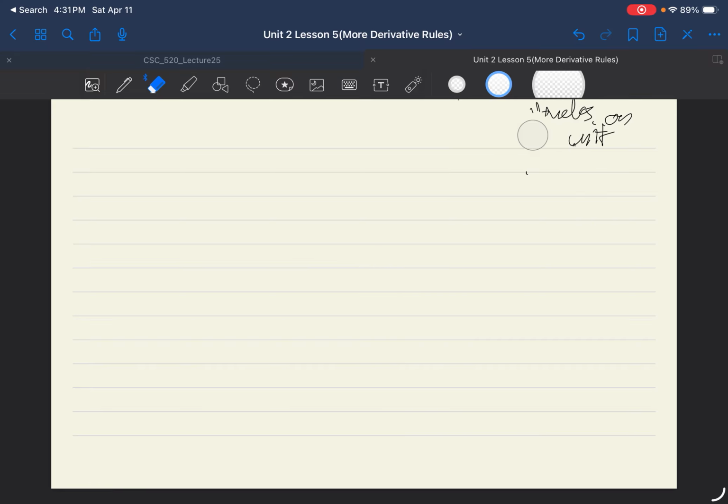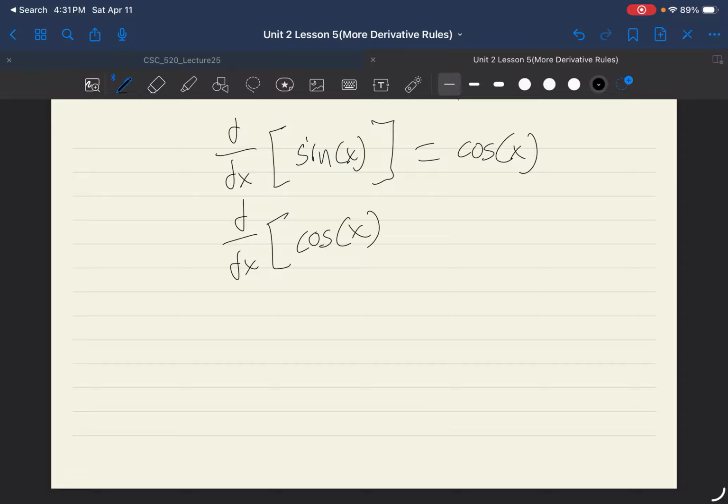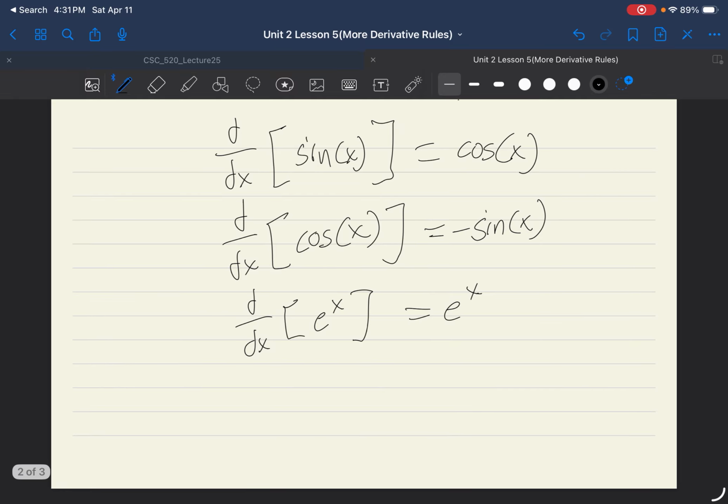So, here's what you need to know. The derivative, or d/dx, of sine of x is equal to the cosine of x. The derivative of the cosine of x is going to be equal to the negative sine of x. The derivative of e to the x is just going to be equal to e to the x. And the derivative of the natural log of x will be equal to 1 over x.